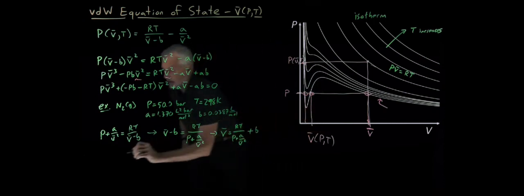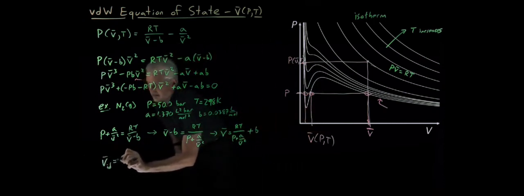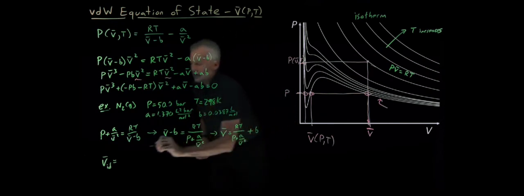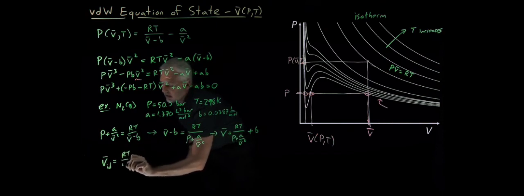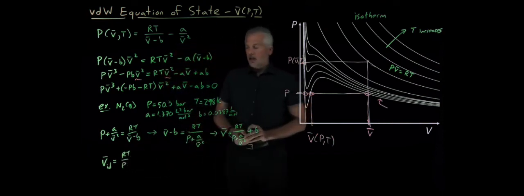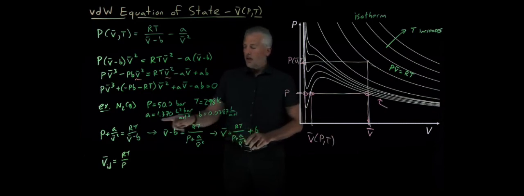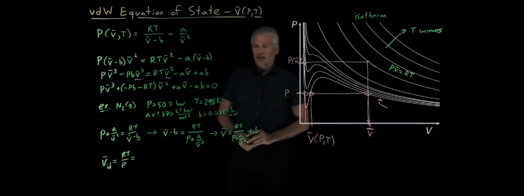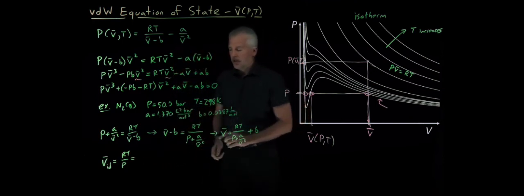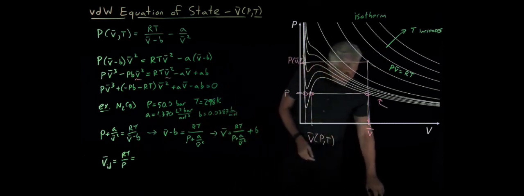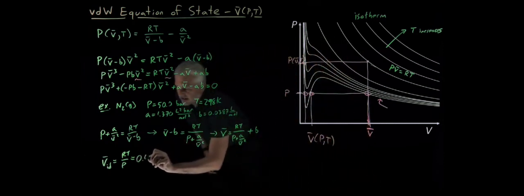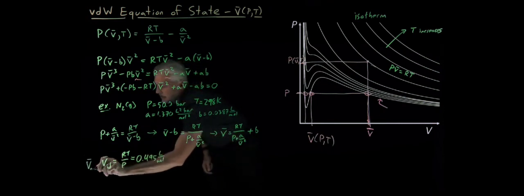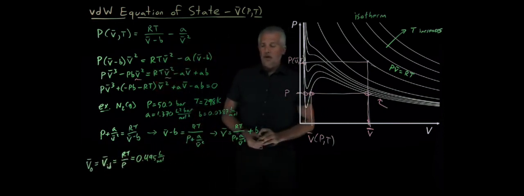But what I do know is a pretty good estimate for the molar volume of this gas. So if I use the ideal gas law just to come up with a guess for what V bar should be, so I know R, I know T, I know P, I'll skip the math. But if I take the gas constant times 298 Kelvin divided by this pressure, I will get the molar volume of an ideal gas if the gas behaved ideally. So let's call that our 0th estimate of the molar volume.